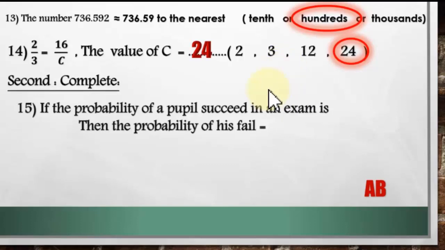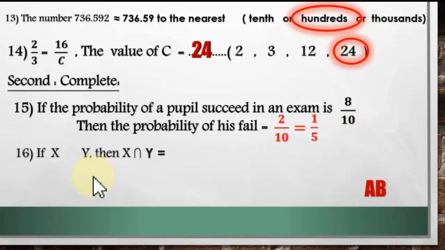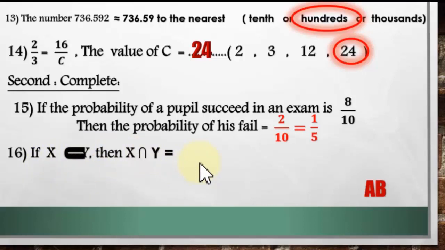Secondly, complete. If the probability of a pupil succeeding in an exam is 8/10, then the probability of his failure is 2/10, in the simplest form 1/5. If x is a subset of y, then x intersect y equals x. If he asks me, x union y equals y.